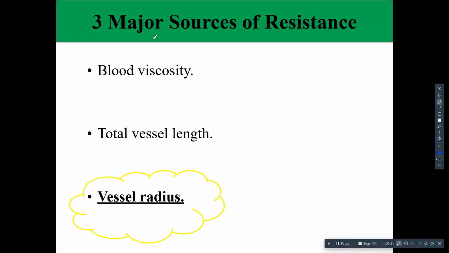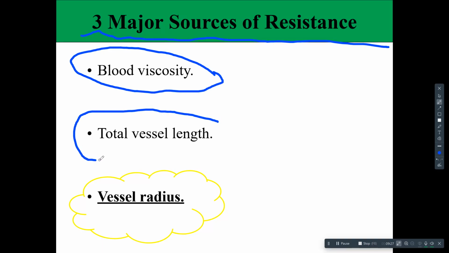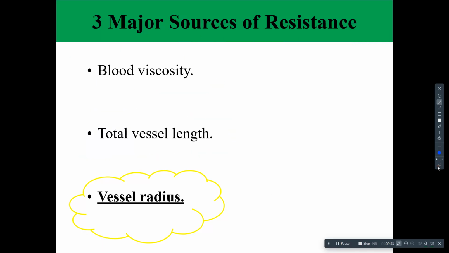All right. There are three major sources of resistance. There is the viscosity of blood, the total vessel length of all of our blood vessels, as well as the vessel radius. Now, obviously, I bolded, I underlined, I clouded my vessel radius words here because it is the most important for three reasons. Number one, it is changeable.